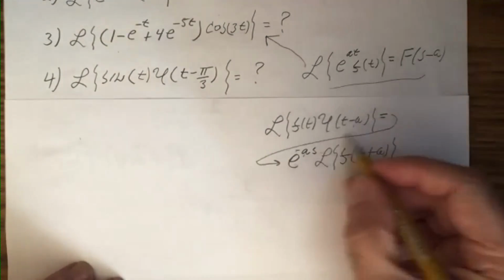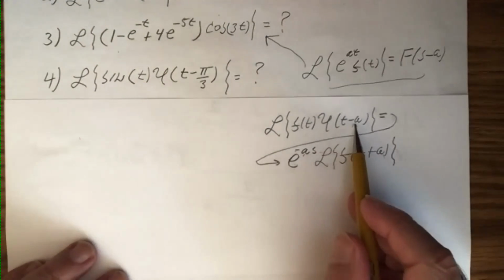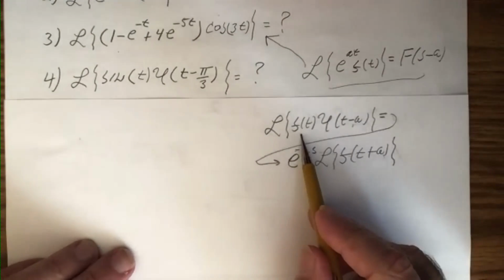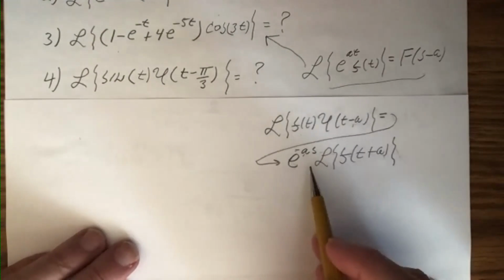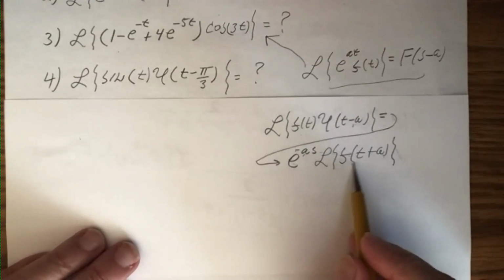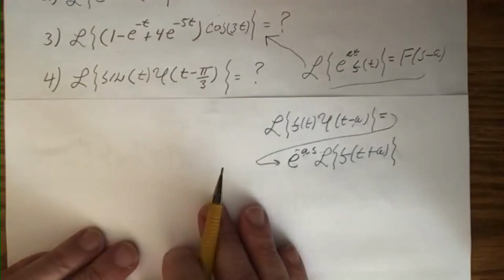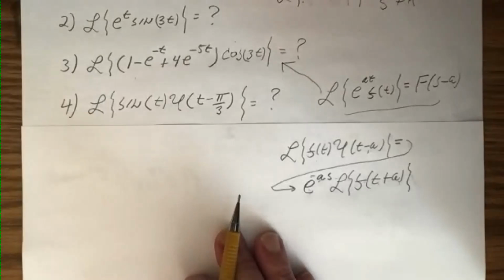When we have the unit step function times a function, the Laplace transform is e to the minus a s, and then the Laplace transform of the function shifted by a. So we have to do that. Let's see how we do this.